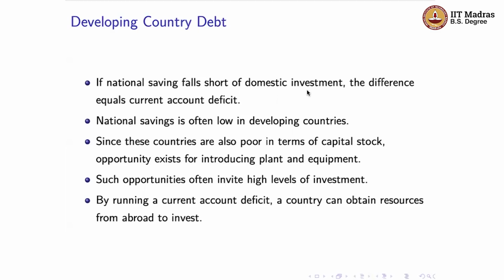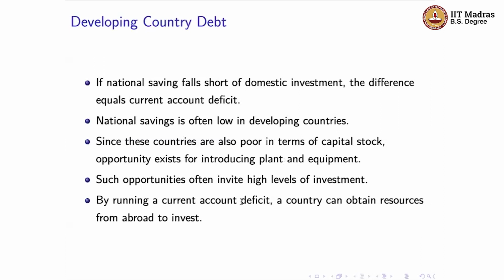Now, why is the investment requirement more than the savings? Well, because these countries are poor in terms of the capital stock that is available. So there exist a lot of opportunities for introducing new plants, factories, and so on, right? Because you would imagine that in a place where you do not have such plants and factories, perhaps building one would lead to high returns, right? So because of this potential for high returns, you often have people from abroad who might be interested in investing money there because of the promise of a potentially high return, right?